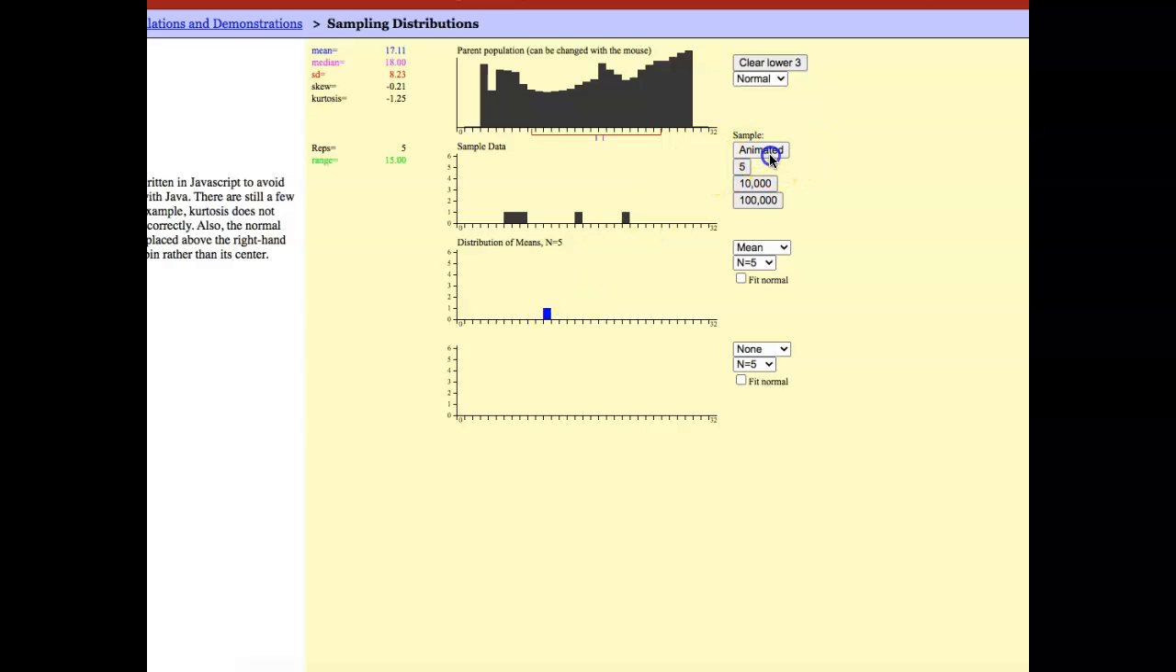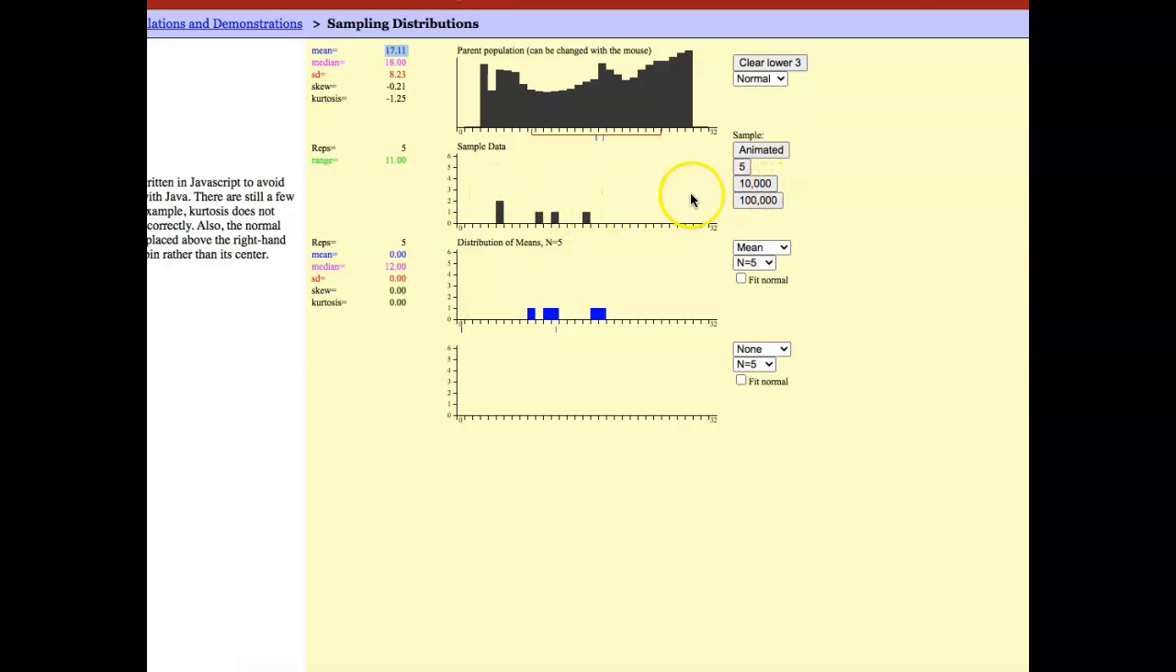And so I could do another 5. 1, 2, 3, 4, 5. Boom. And that's their average there. And then I could continue doing so. And basically what I'm creating here is a sampling distribution of sample means on the bottom. Now the true population mean is up here. It's 17.11.